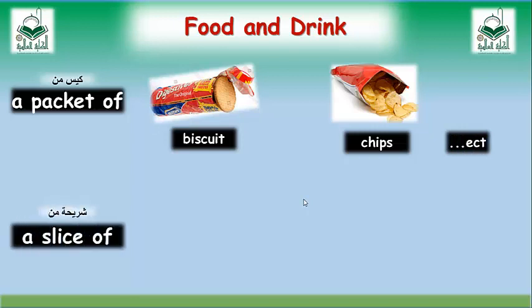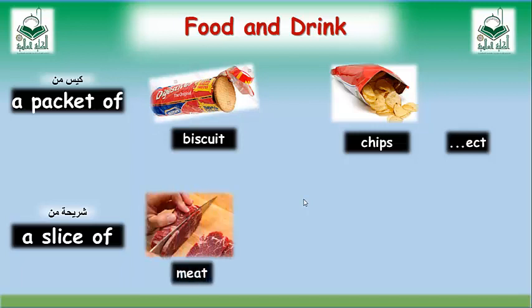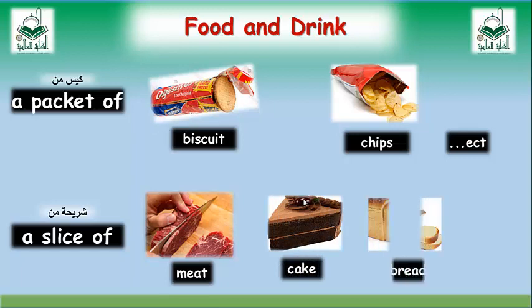Another example of these words, a slice of. I can say a slice of meat, a slice of cake, and a slice of bread. And sure, I can say 2 slices. For example, here we have 1, 2, 3, 4 slices of bread. We have 1 slice of cake, and here 1, 2, 3 slices of meat. So I make the word slice plural, or I can put a before it.